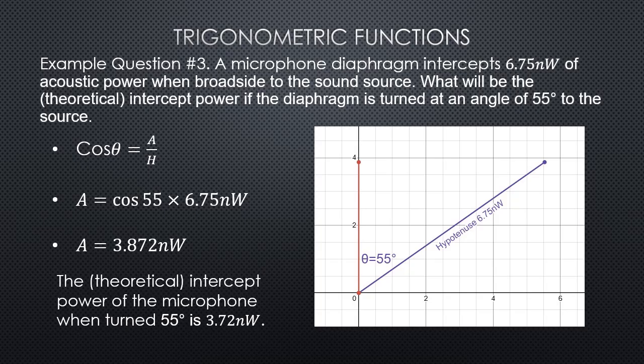And we know that that maximum power, broadside power, is always going to be the hypotenuse. So if we shift one way or the other, the perceived or theoretical power will always be less than the hypotenuse power, or maximum power. So in this case, we're going to use cosine to solve for the adjacent. And if we do the math right, we should get a theoretical intercept power for the microphone when it's turned 55 degrees of 3.72 nanowatts.